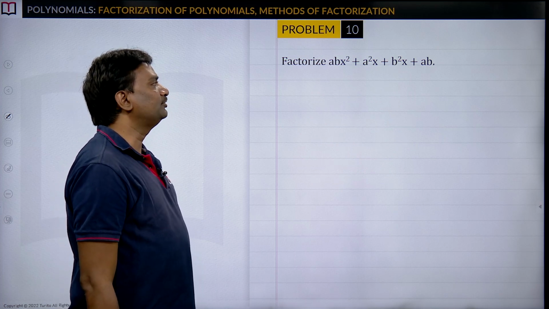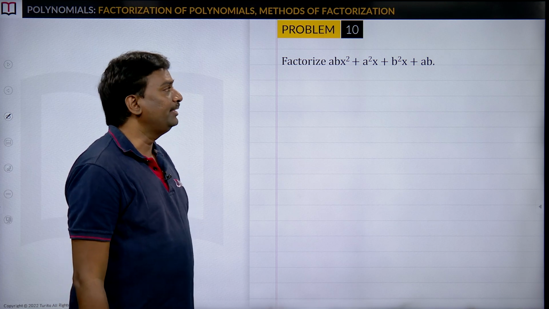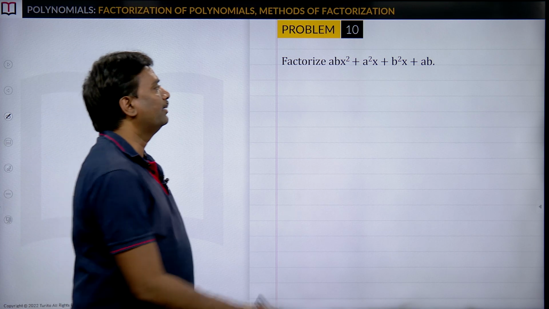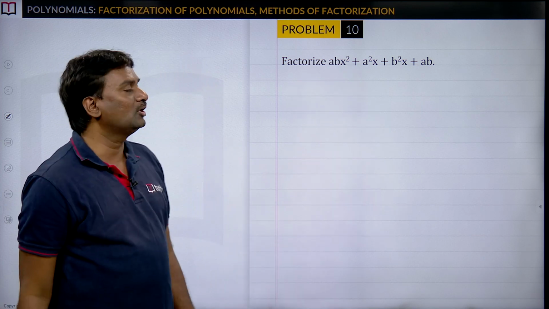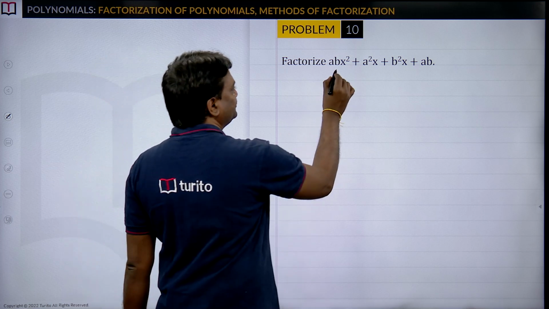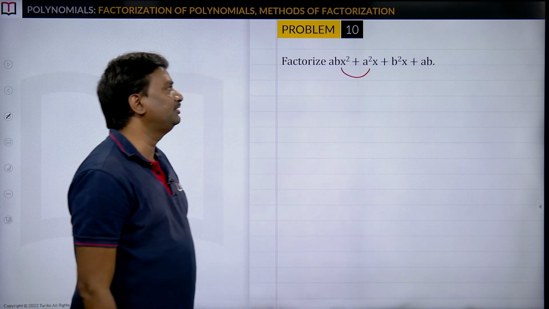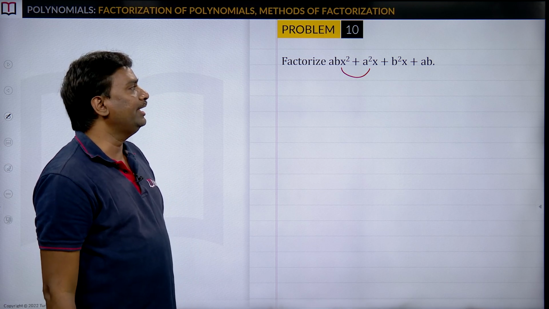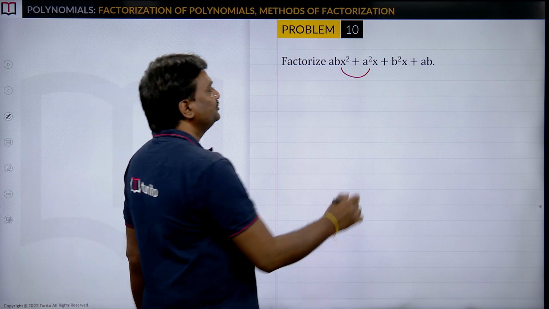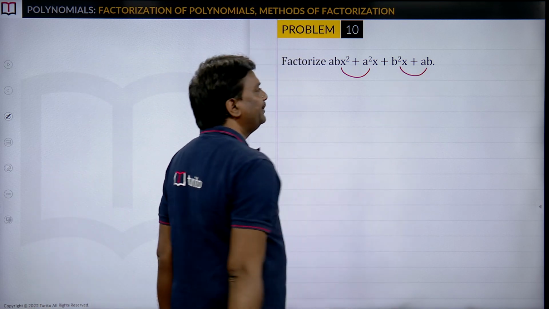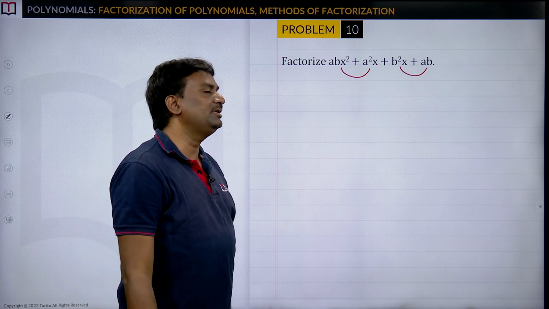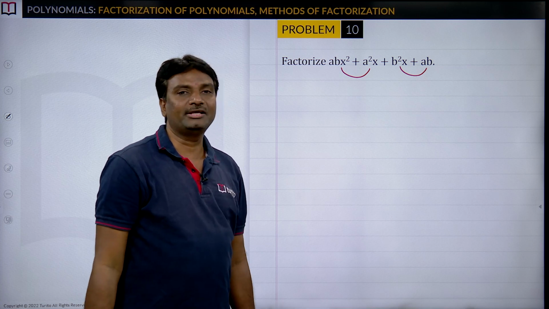Next, factorize abx square plus a square x plus b square x plus ab. Here also, by observing, all the terms do not have a common term. If you take the first two terms abx square and a square x, a is common, x is also common. So, by taking ax as common, you will get bx plus a. Similarly, for b square x plus ab, clearly b is the common factor, then you will get bx plus a.